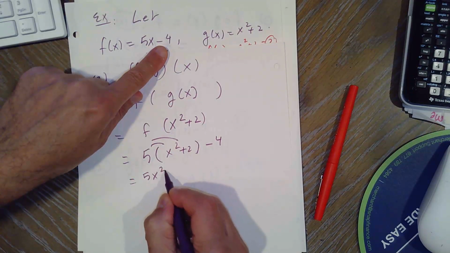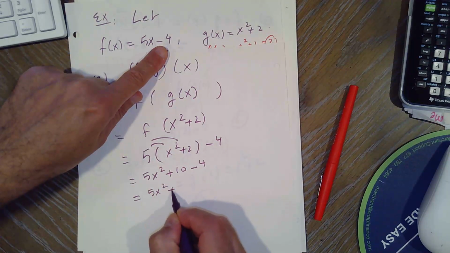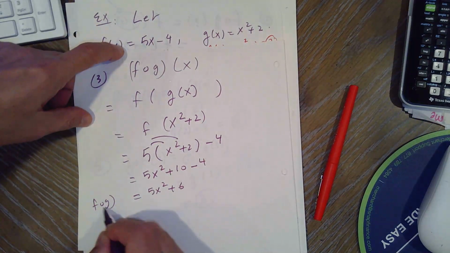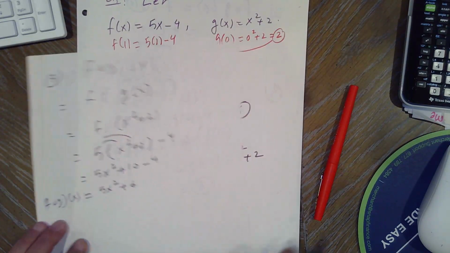Distribute, it's 5x squared plus 10 minus 4, which is 5 squared plus 6. And this is f composite g of x. We're going to reverse that now.